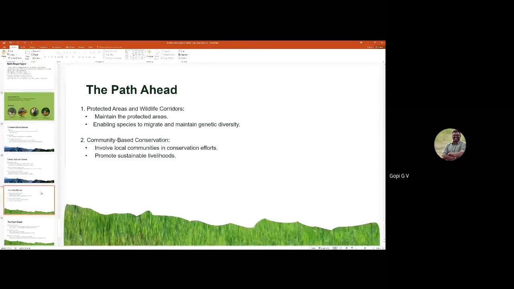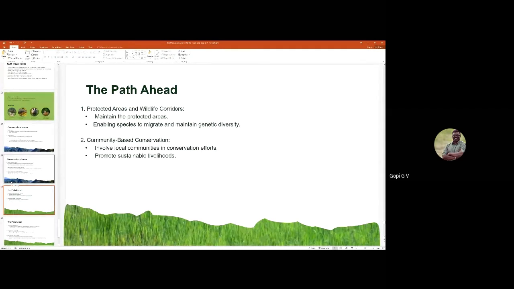If you look at the path ahead, we'll have to enhance the protected area network. Maybe we can think of new ideas like having more community conserved areas, because these areas are mostly community owned, and in fact in many places they do a good job of protecting the local species. The IUCN also tries to promote certain categories like OECMs, other effective area-based conservation measures, the community conserved areas. All these things can have very important, long-lasting impacts.